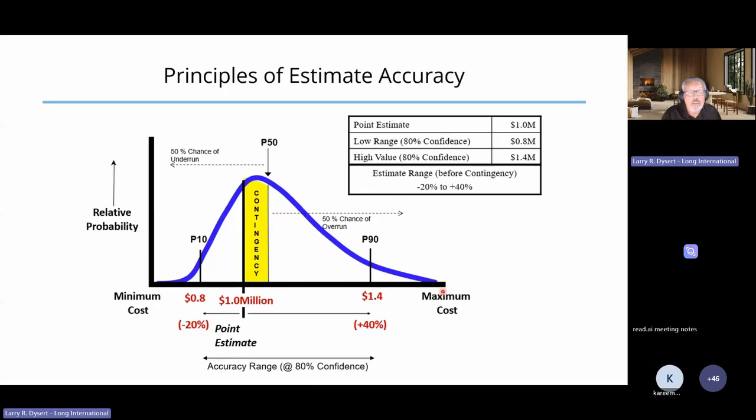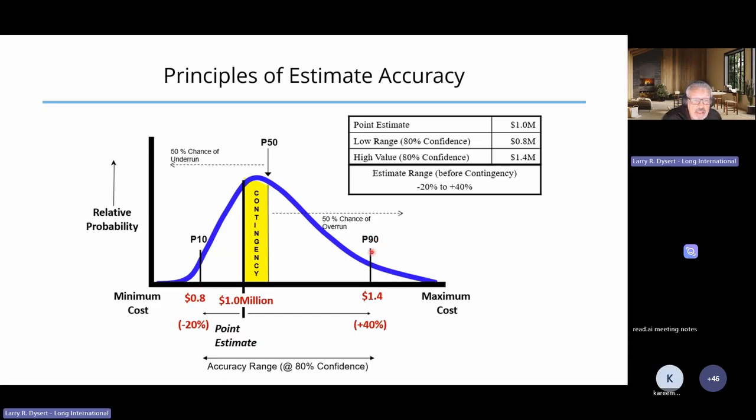You may be familiar with the term a p-value, a p50 value, a p10 value, a p90 value. When we talk about p-values, that's the probability of underrun associated with any value along the x-axis. So in this particular relatively simple example, our p10 value, our value that provides just a 10% probability of underrun, is 800,000.